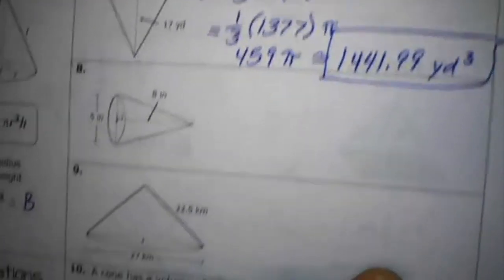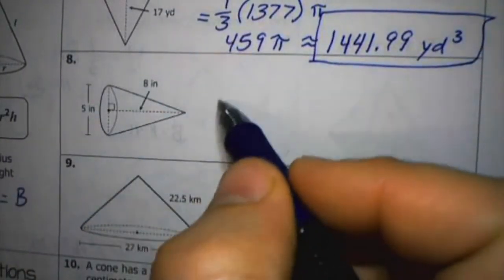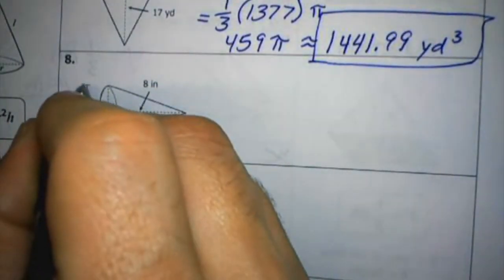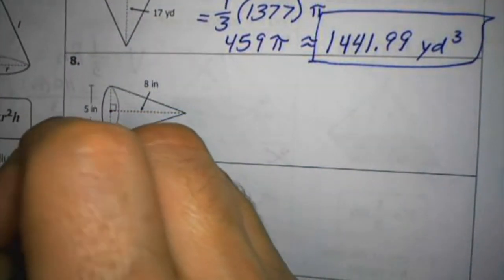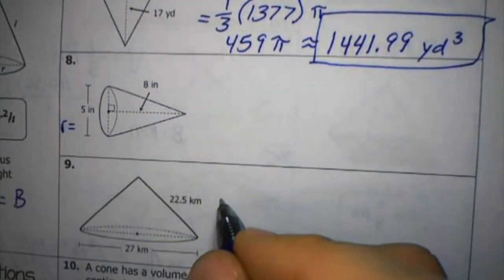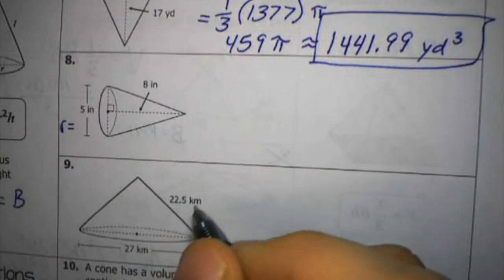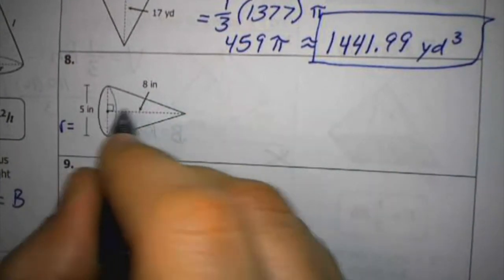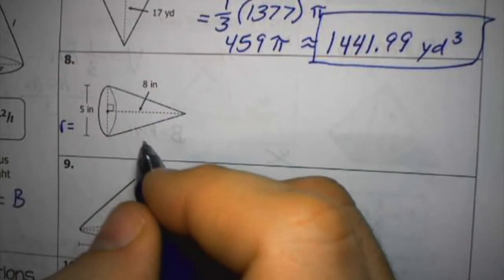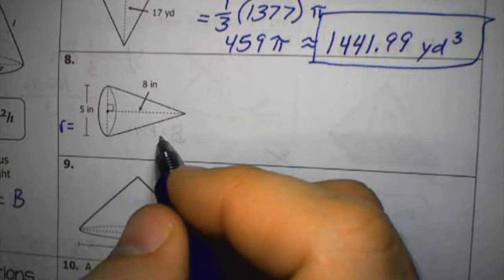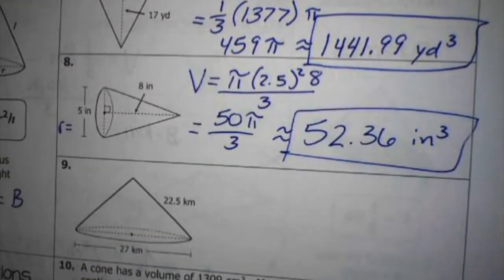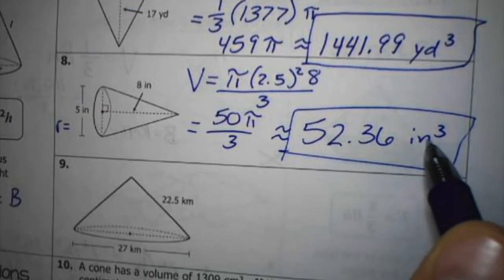All right, I would like for you to try number 8 on your own. Pause the video to give yourself time to do these calculations. What I want you to realize is if the diameter is 5, you need to find the radius first. Remember, divide that by 2. So find the volume of this cone, with the height of your cone being 8 inches. If you need any more time, pause the video. Otherwise, this is what you should get: 52.36 cubic inches.